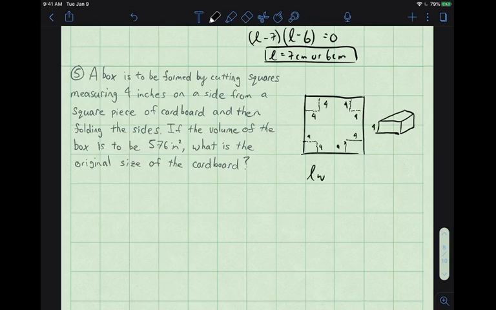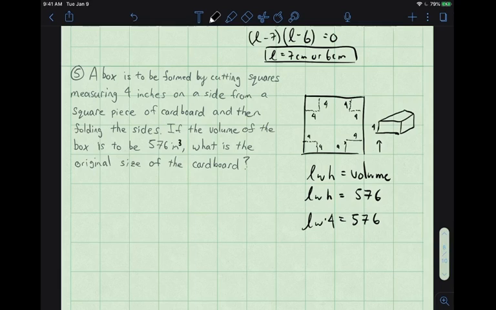Length times width times height equals volume. That's something you'll need because we know that this equals 576 inches squared. Cubed. Squared? Cubed. My bad. You know your height from this picture. 4 is the height. Length times width times 4 equals 576.